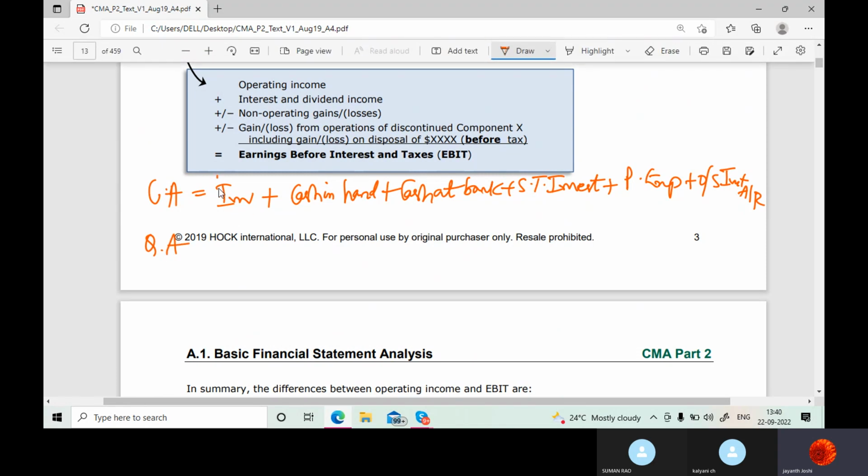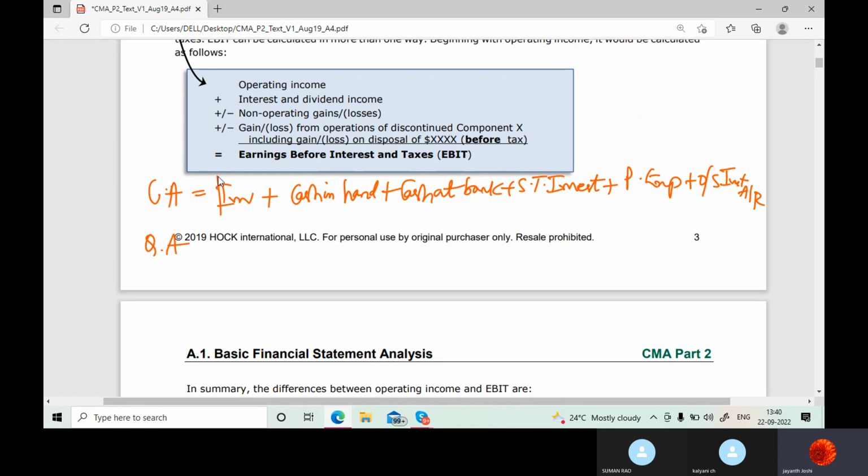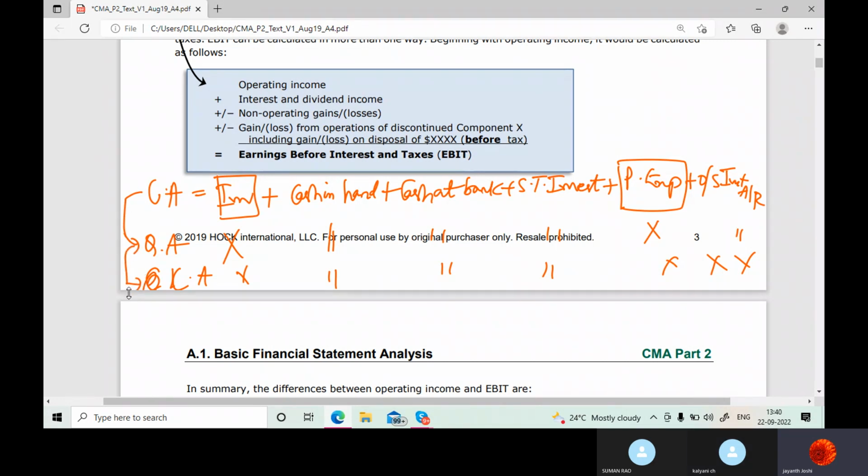Quick assets, we are just filtering. This is not there in this, and this is not there in this, and all the rest are taken as they are. And if I'm speaking about liquid or cash assets, this is there, this is there, not there, not there. Every time I'm filtering, I'm refining the assets. The refinement done to current assets gives quick assets. The refinement done to quick assets gives the most liquid assets or cash equivalents. Correct?